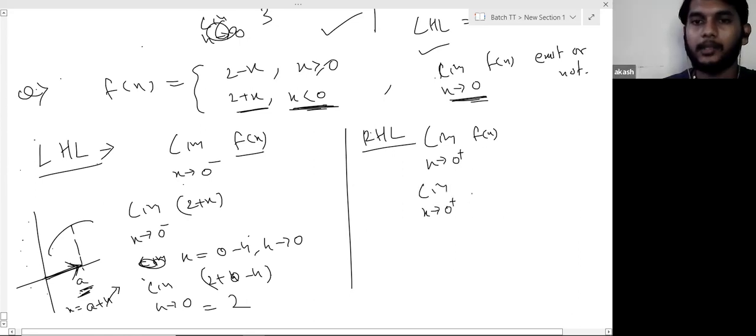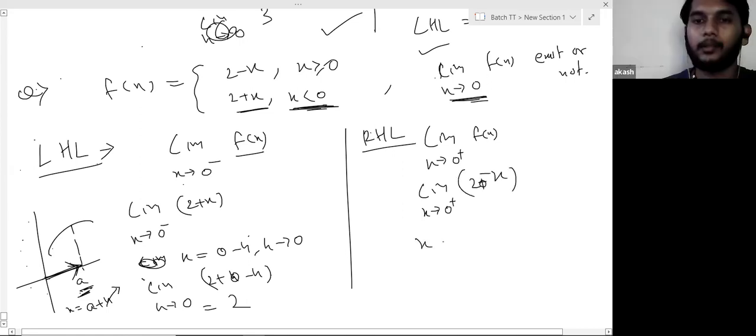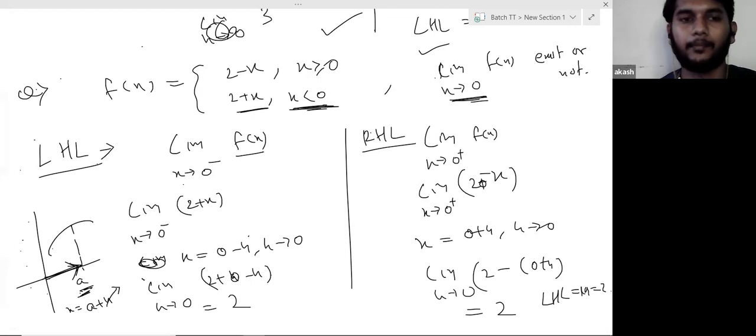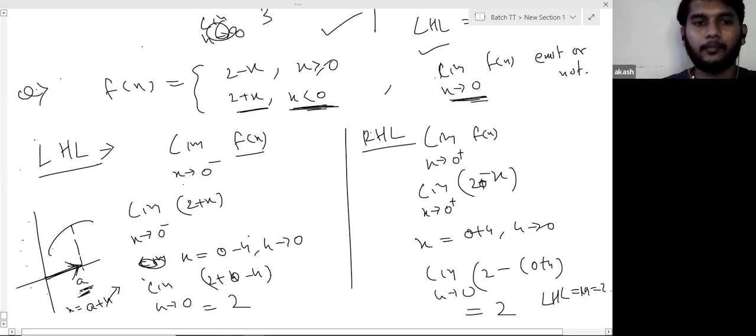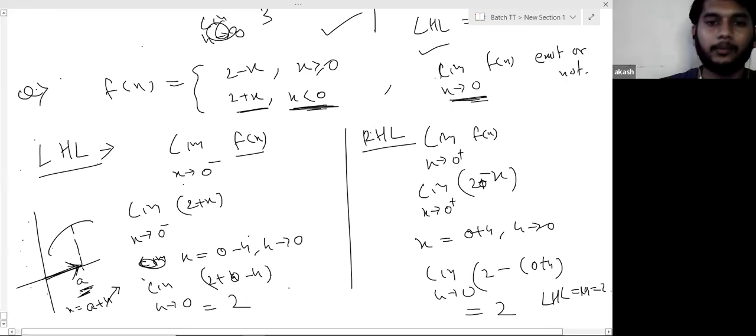All right. Limit x tending to 0 plus, 2 minus x. Put x equals to 0 plus h, h tending to 0. Limit h tending to 0, 2 minus 0 plus h, direct substitution, so 2. So LHL equals RHL equals 2. Everyone is clear about this? Yes or no? Aman, this is clear? Yes, sir, it's clear. All right, note it down, everyone.